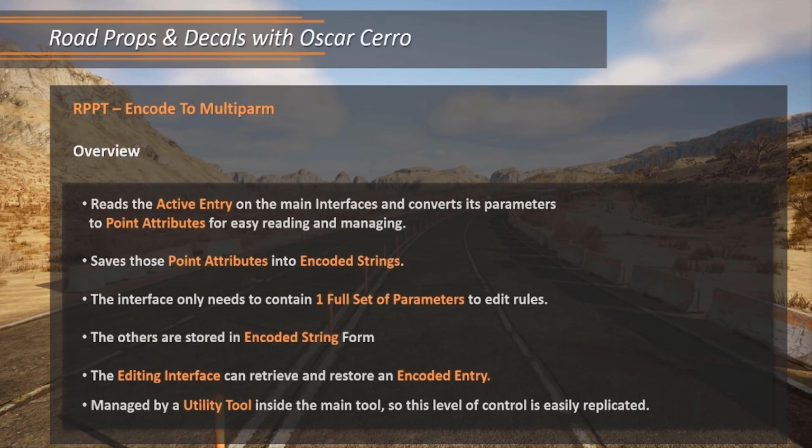So, as a general overview of how this encode-to-multiparm utility tool works, it reads the active entry on the main interface and converts its parameters to point attributes for easy reading and managing. It saves those point attributes into encoded strings, and the interface only needs to contain one full set of parameters to edit rules. The others are stored in encoded string form. The editing interface can retrieve and store an encoded entry, and all this is managed by a utility tool inside the main tool, so we can translate this level of control into any other similar setup.